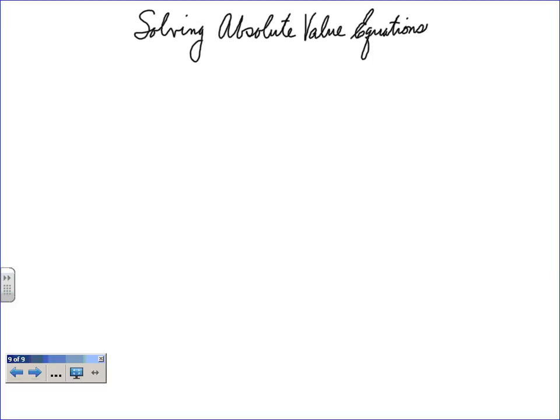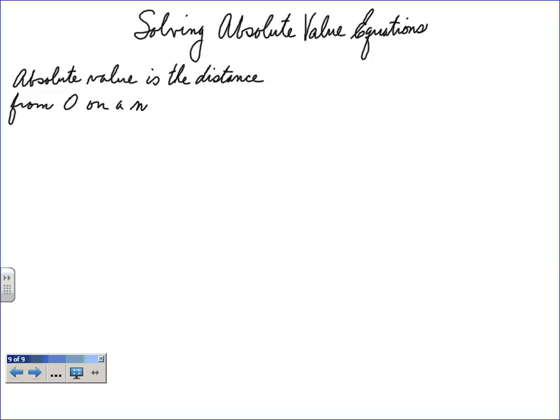And let's see if you guys remember, do we know what an absolute value is? What's the definition of absolute value? Okay, maybe we didn't talk about this. Absolute value is a distance. And it's a distance from 0 on a number line. And that's the definition of absolute value.